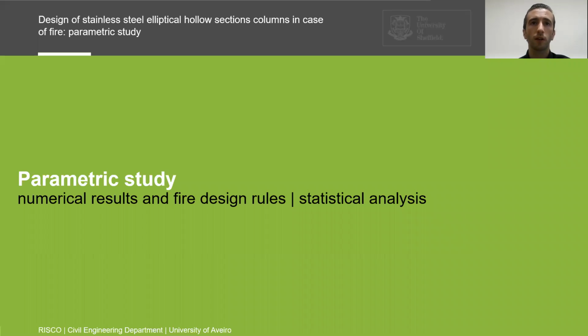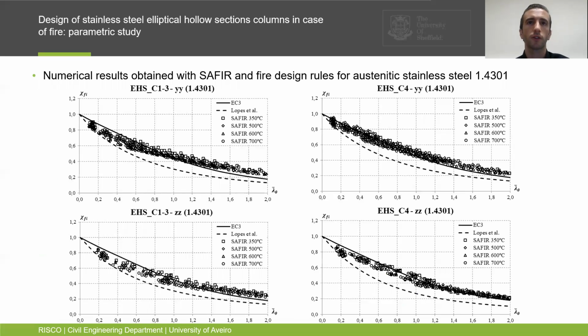Now presenting the numerical results. Here is the analysis for the austenitic stainless steel. From the results of the charts, it can be observed that for small and intermediate slendernesses, Eurocode 3 is not safe for a large domain of the results of the austenitic stainless steel. Considering the Lopes et al. proposal, the results are always on the safe side. However, the buckling curve is too conservative.